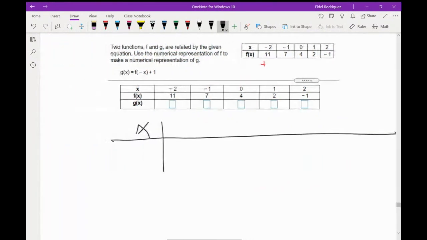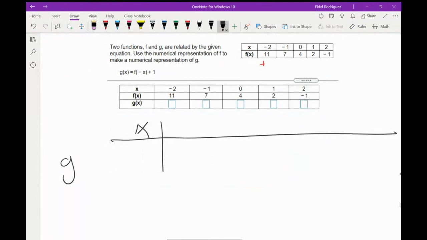All right. So let's do this. G of x equals f of negative x plus 1. Okay.